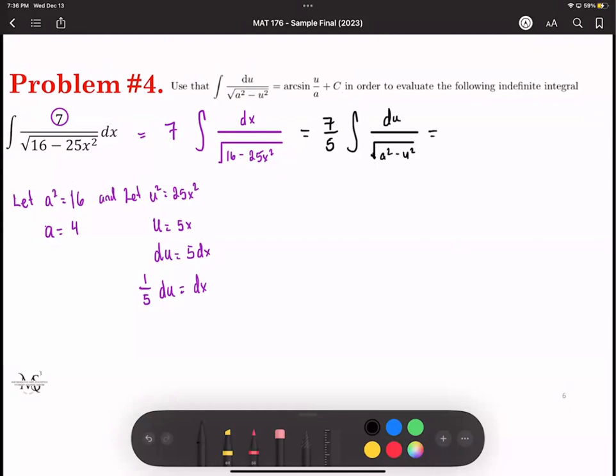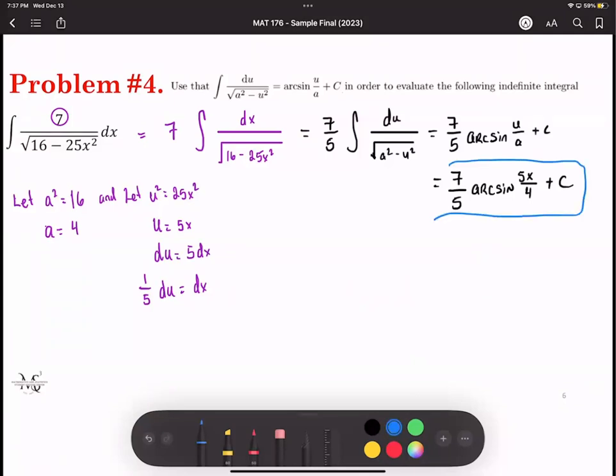And using our fact, we're going to get 7 over 5 times arc sine of u over a plus c. Now, if I look back at my side notes here, I know what's my u. My u is 5x. My a is 4. So when I put it all together, we get 7 over 5 times arc sine of 5x divided by 4 plus c. And that is my final solution to problem 4.